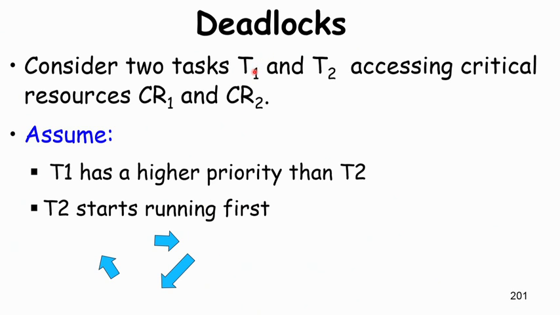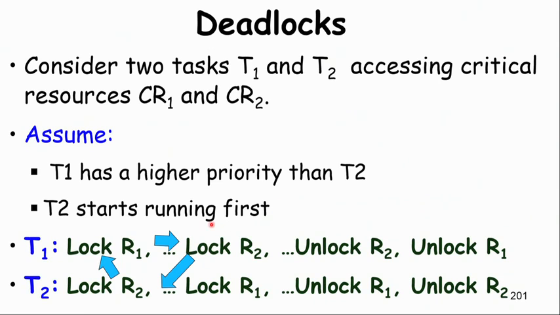Let us assume that there are two real time tasks T1 and T2, and both of these tasks need two resources. T1 needs both CR1 and CR2, and T2 also needs both CR1 and CR2. And let us assume that by the rate monotonic scheme, T1 has higher priority than T2, but then T2 starts running first because there are no jobs for T1, because T1's phasing is later than T2, or maybe T1's instance has just completed and T2 is starting to run. Now, T2 runs first, and then these are the sequence of operations they undertake.